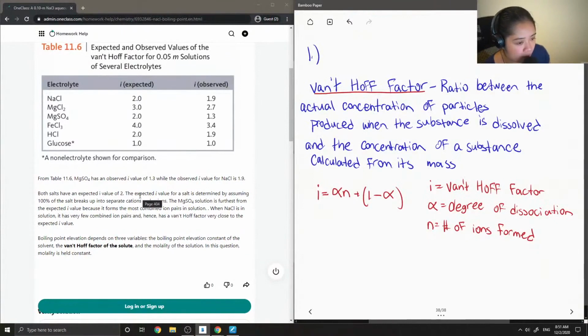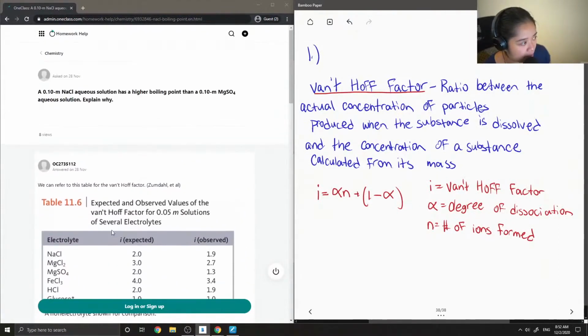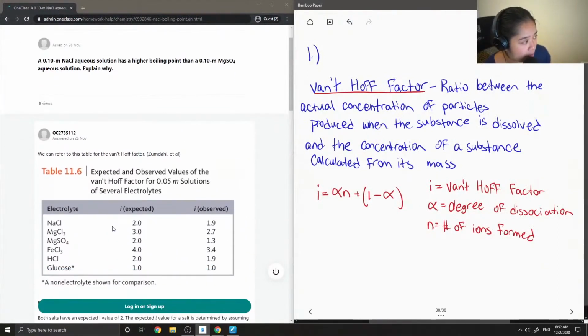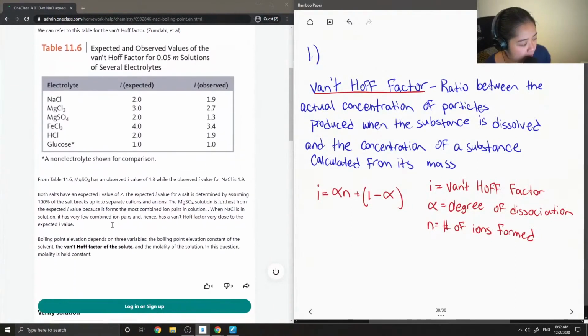The expected Van't Hoff factor value for a salt is determined by assuming 100% of the salt breaks up into separate cations and anions. The magnesium sulfate solution is furthest from the expected Van't Hoff factor value because it forms the most combined ion pairs in solution. When sodium chloride is in solution, it has very few combined ion pairs and hence has a Van't Hoff factor very close to the expected i value. So this is the reason why it has a higher boiling point.